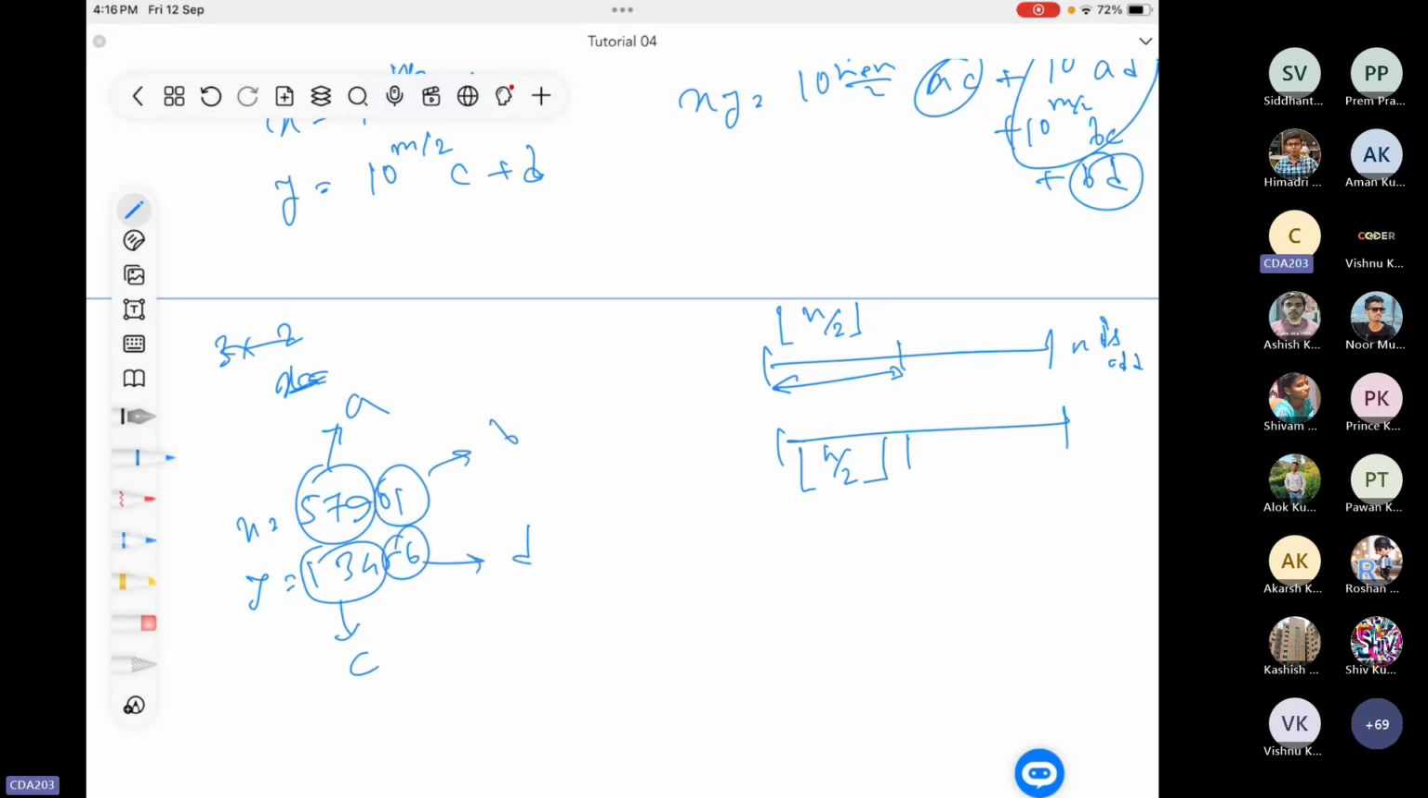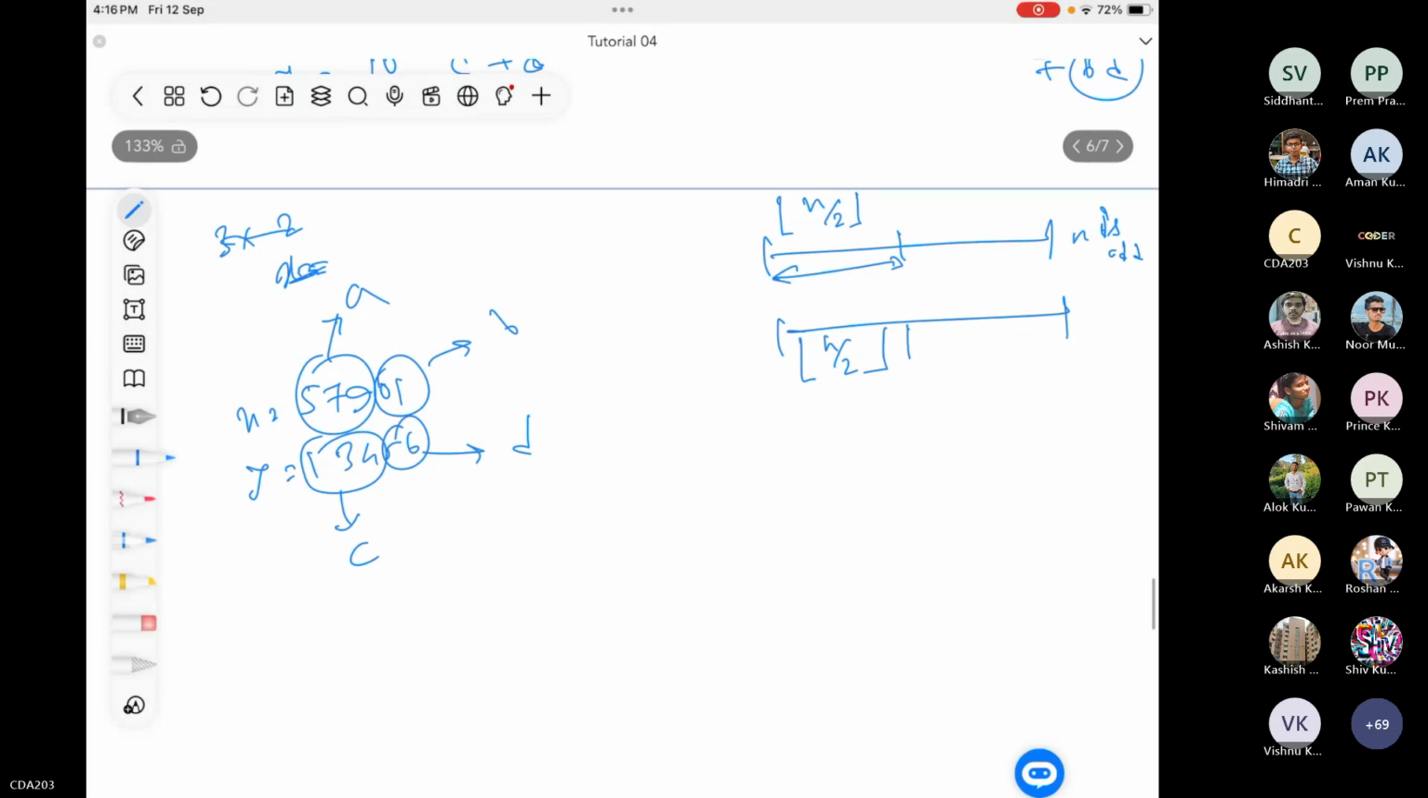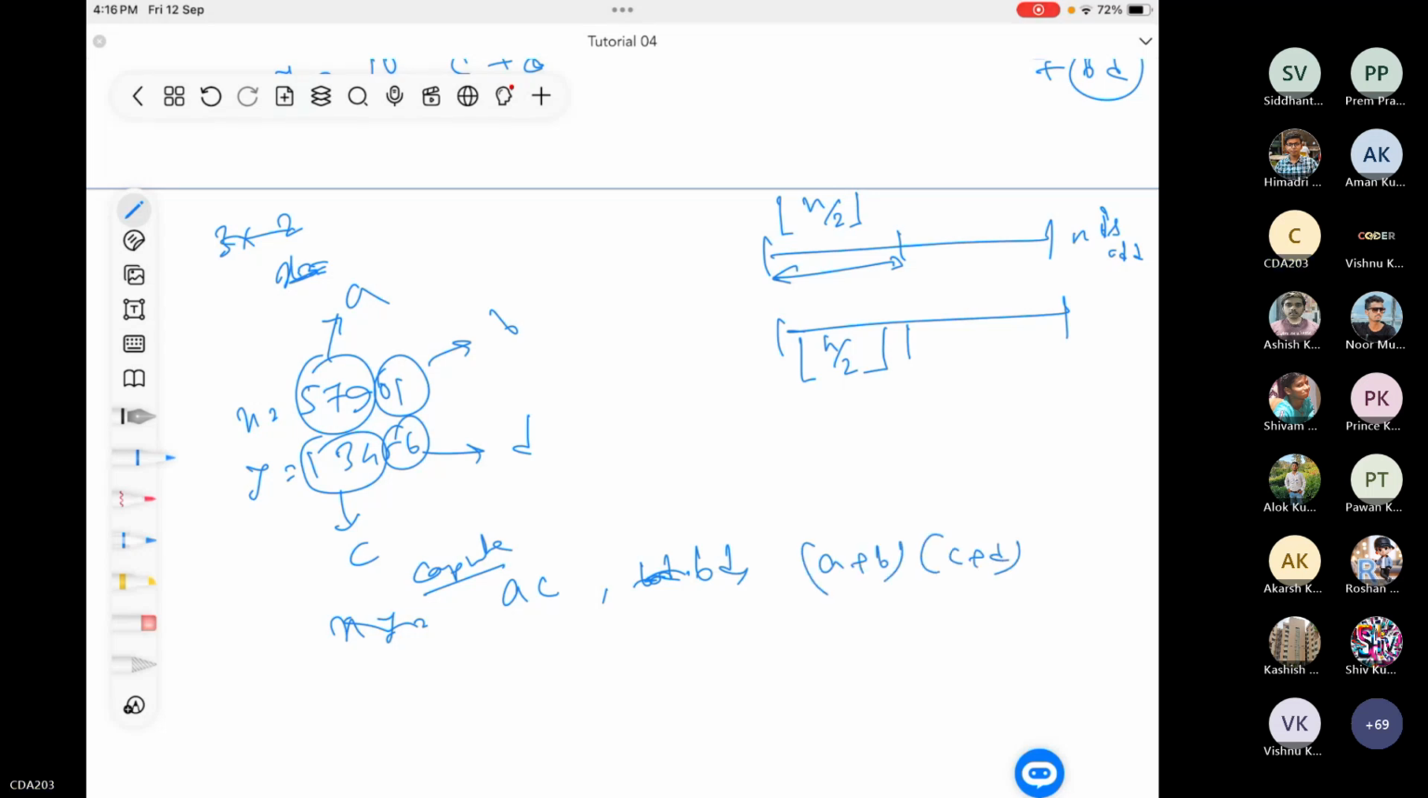So XY would be computed through AC, BC, BD, and A plus B, C plus D.